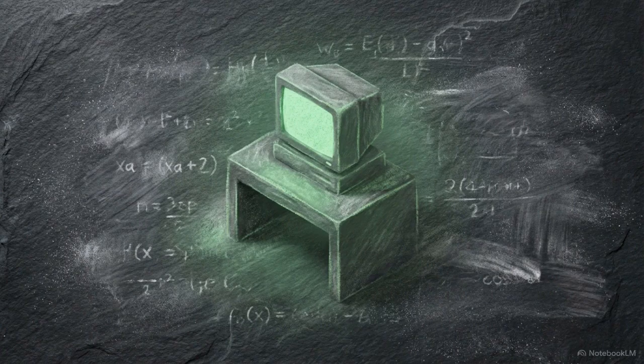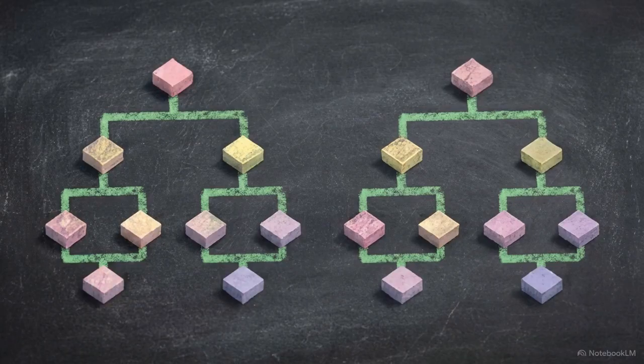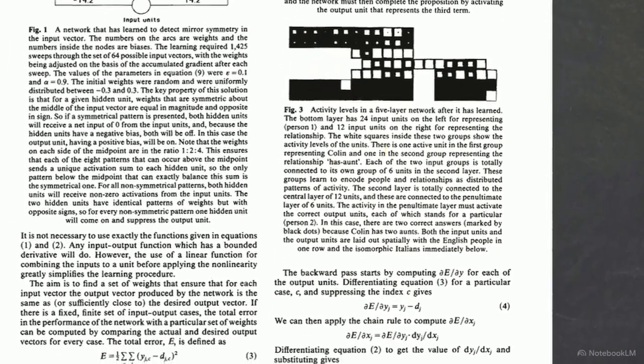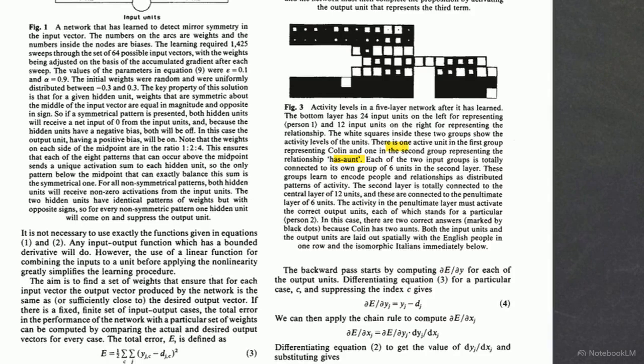To prove they had found that solution, the authors designed a specific test, teaching a network to memorize information from two isomorphic family trees. Figure 2 shows the data structure of the English and Italian families. The network receives a specific person and relationship as input. Below, it explains that given inputs like Colin and has aunt, it must activate the correct output node.